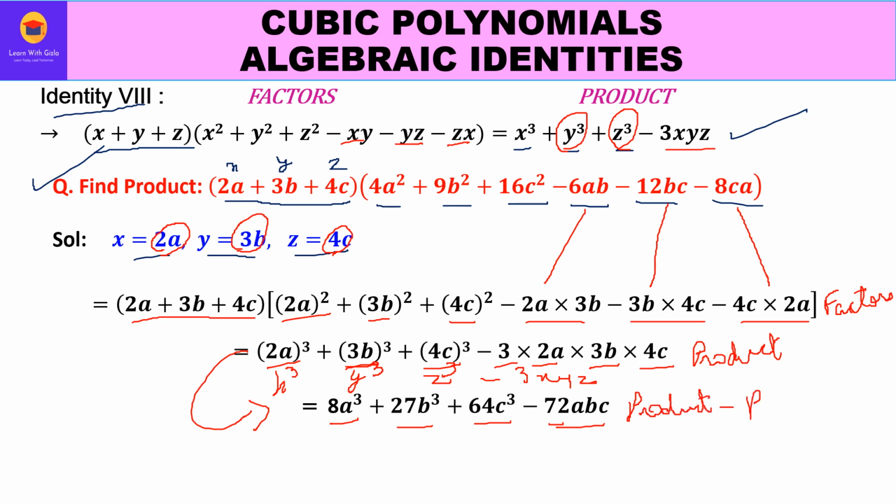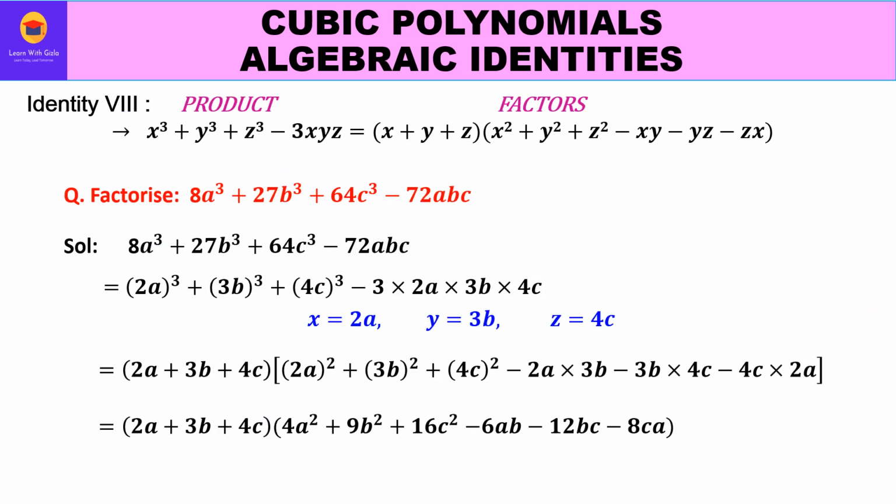Or you can say this is the right hand side of the algebraic identity. You started with the left hand side and you reached the right hand side. The left hand side were your factors and your product you have got on the right hand side. Right? This is one type of question where factors are given, you are finding the product.